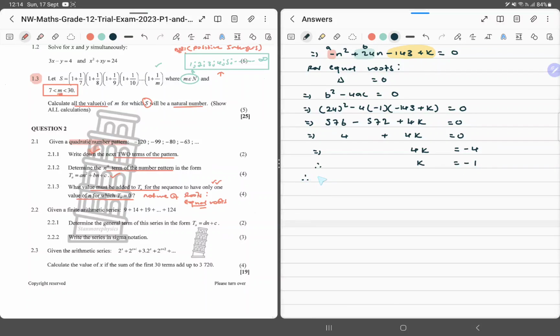So we can make a conclusion. Therefore, minus 1 must be added to Tn for Tn equal to 0 to have only one value for n. Okay, that's it. That's the nature of the roots type of question.